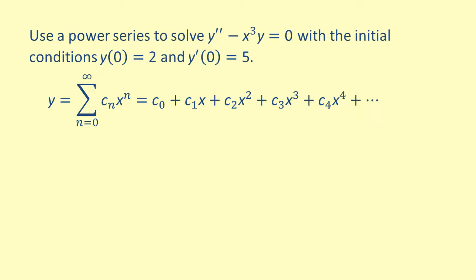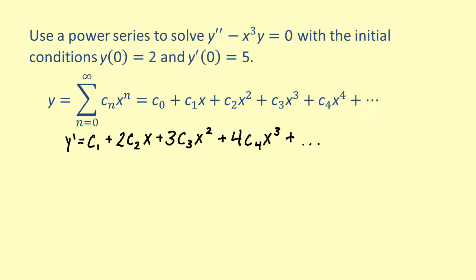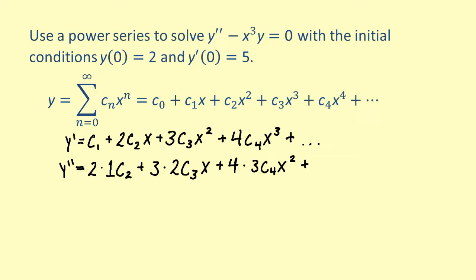Finding the first derivative of this series, we get c sub 1 plus 2c sub 2 x plus 3c sub 3 x squared plus 4c sub 4 x cubed, and so on. Differentiating again, we find that the second derivative is 2 times 1 c sub 2 plus 3 times 2 c sub 3 x plus 4 times 3 c sub 4 x squared, and so on.